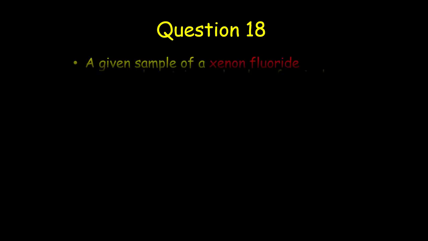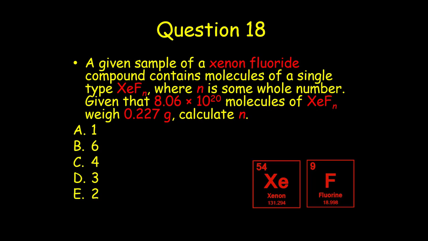Question 18. A given sample of xenon fluoride compound contains molecules of a single type, XeFn. N is a variable number, a whole number, and given that 8.06 times 10 to the power 20 molecules of XeFn weigh 0.227 grams, calculate N. N might be 1, 6, 5, 3, or 2. Try to solve the question.